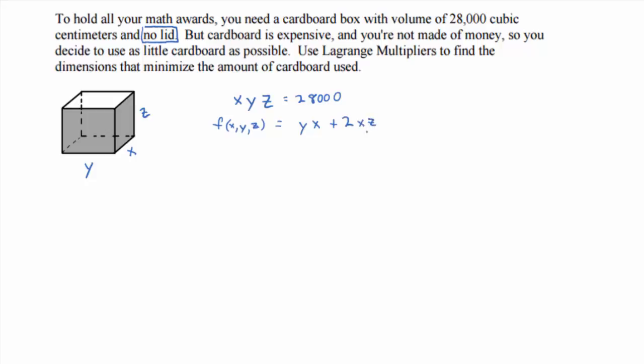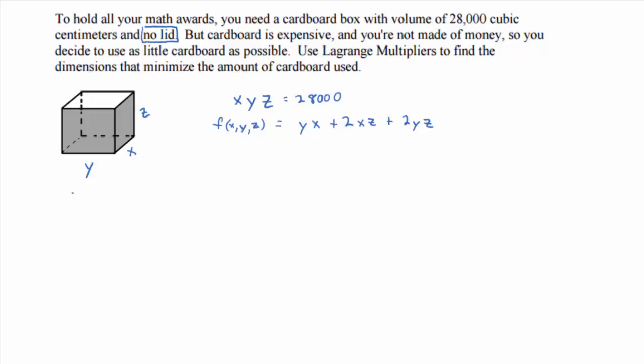So I'm building the surface area formula. And then finally, there's the front face and the back face, which have the same area, y times z. So I'm going to add in 2 times y times z. And that would get you the surface area. So the idea then is to minimize f using Lagrange multipliers.